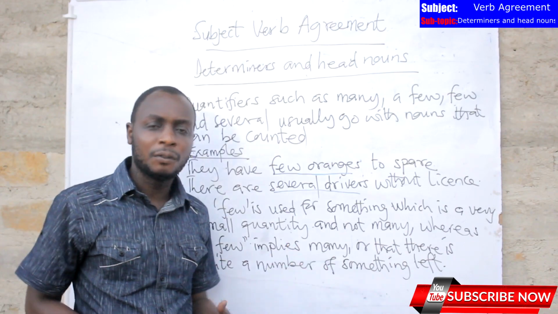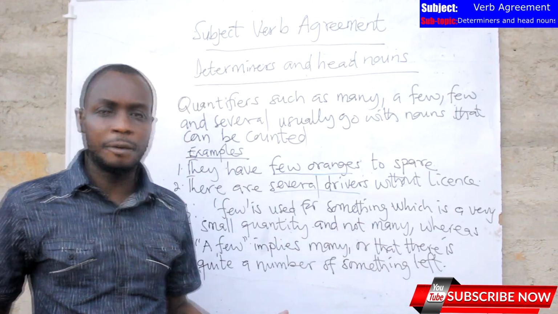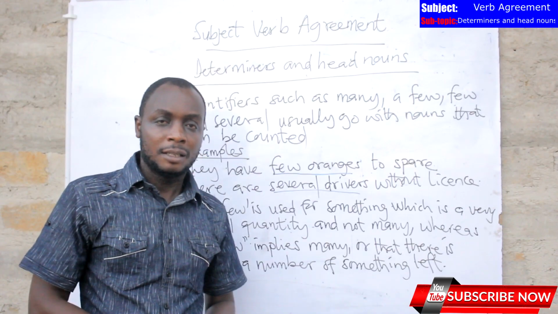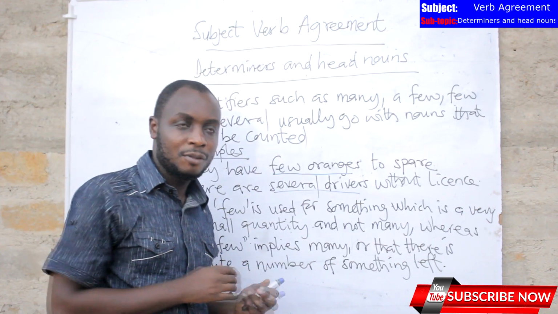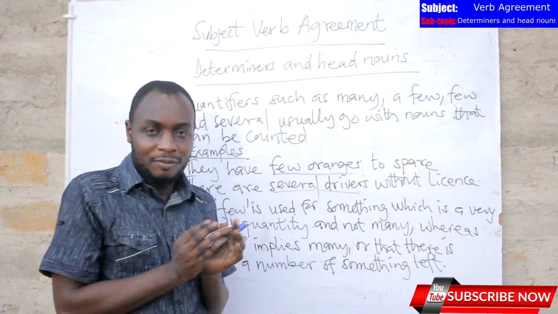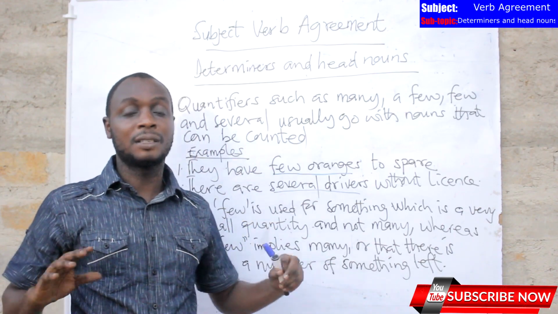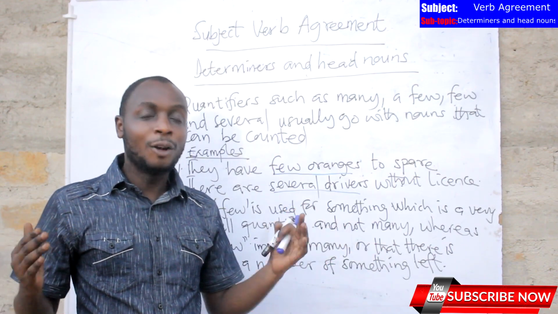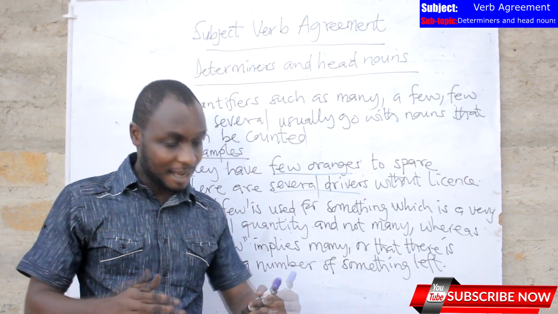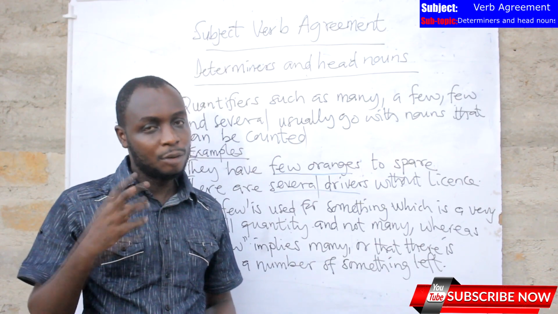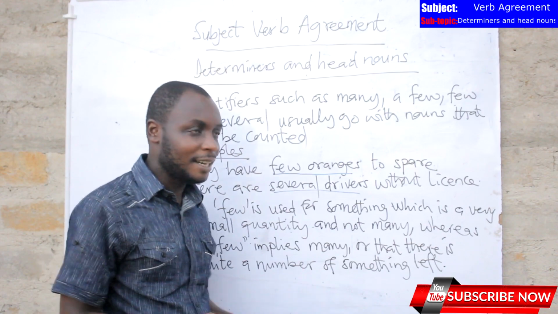So probably when you have, say, a basket full of oranges, where you can count them, then you can use a few for it. Few is for something very small, whereas a few is for something you could consider as many, right? A basket full of oranges could be considered as many. And that is what it is.